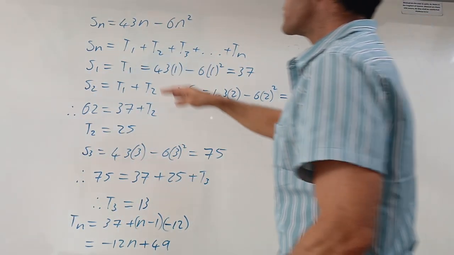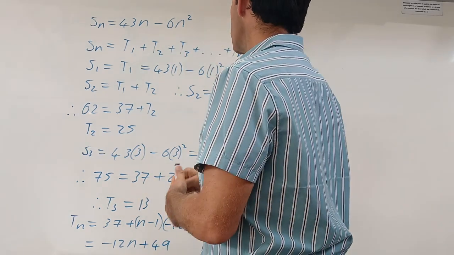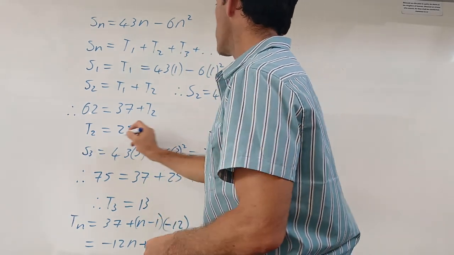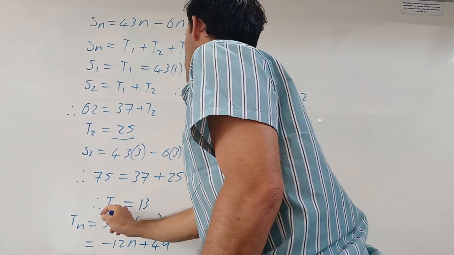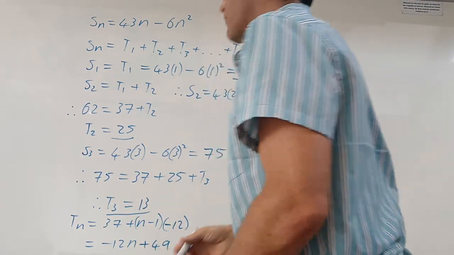So we used Sn to find the first three terms, okay, term 1, term 2, and term 3, and then we used Sn to find the general term.